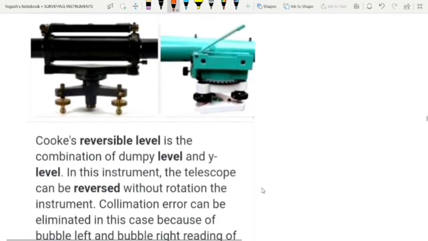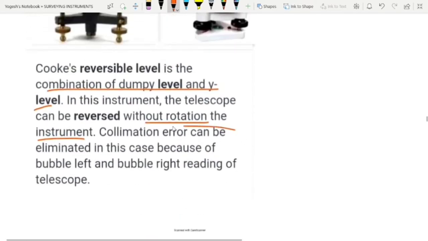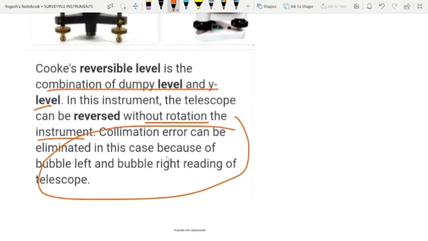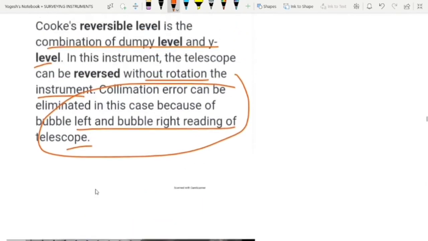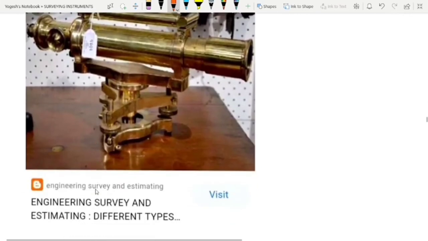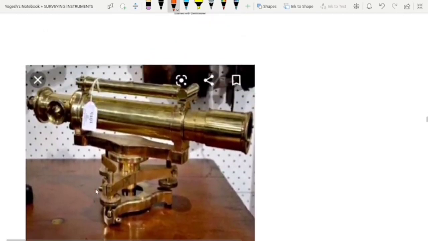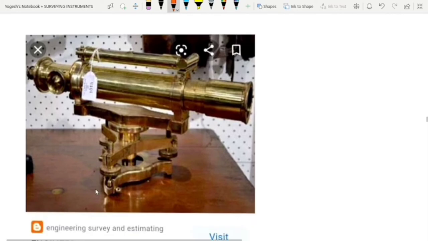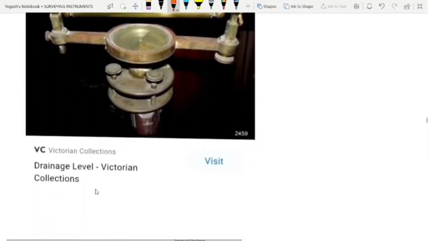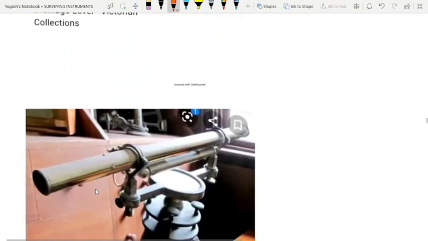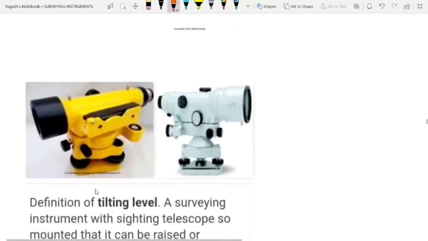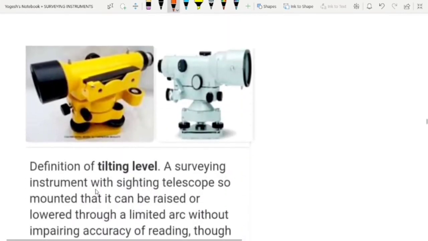This is the reversible level, a combination of dumpy level and Y level, in which the telescope can be reversed without rotating the instrument. Collimation error can be eliminated in this case because of the bubble left and bubble right readings of the telescope being balanced. This is the engineering survey telescope which had been used in past days. These are the drainage levels, or different types of telescopes.